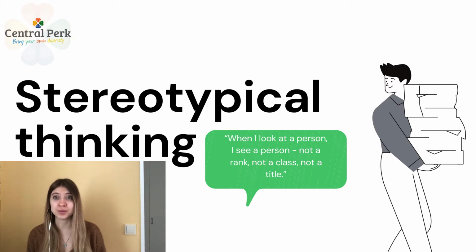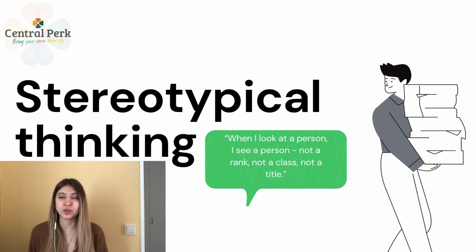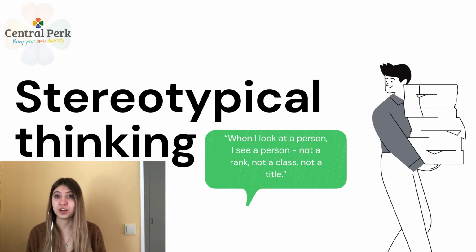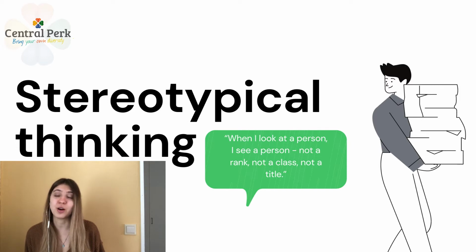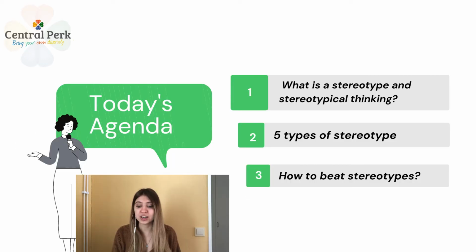You know that Central Perk Living Room stands for equality, we want to combat discrimination, and we want constant exchange of different knowledge about backgrounds, about the nations, and therefore it is very important to understand what stereotypical thinking is, how it is built, and how we can combat it. So let's get started. Today's agenda is what is a stereotype and stereotypical thinking. Then we're going to discuss 5 types of stereotype, and then how do we actually beat stereotypes.